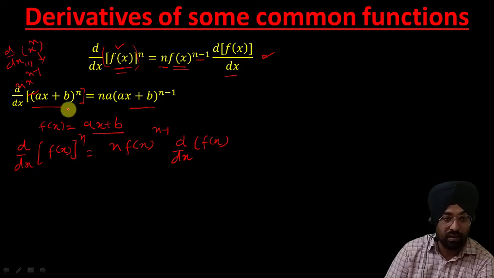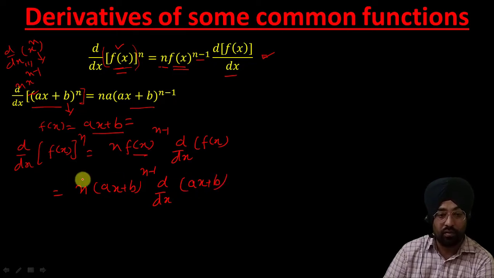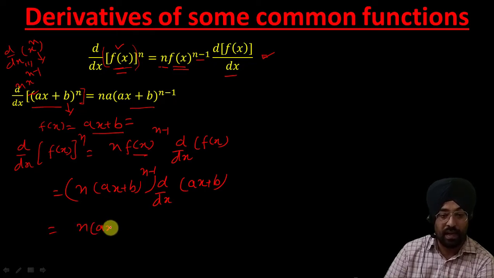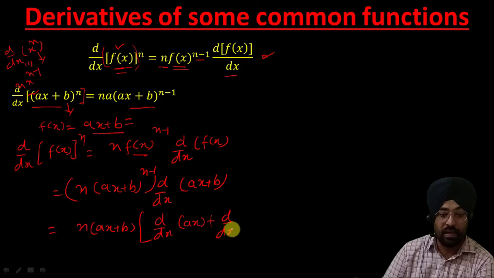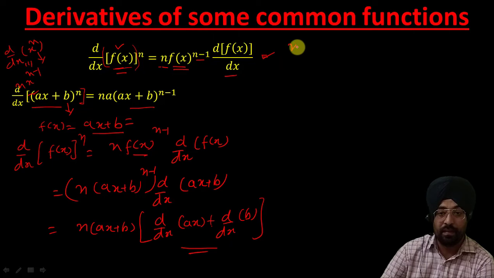Now in this example f(x) is ax plus b, so it becomes n (ax plus b) raised to the power n minus 1, d by dx of (ax plus b). So here this all goes with this, so it becomes n (ax plus b), and we can write d by dx of ax plus d by dx of b, where b is any constant. So it becomes n (ax plus b).